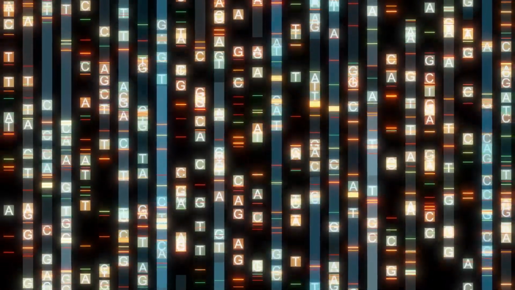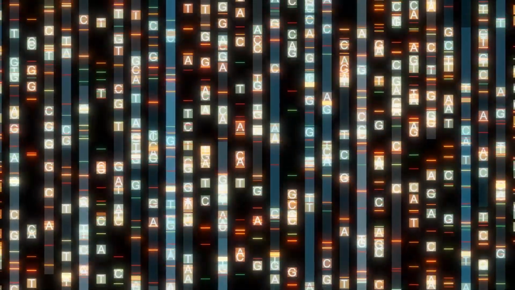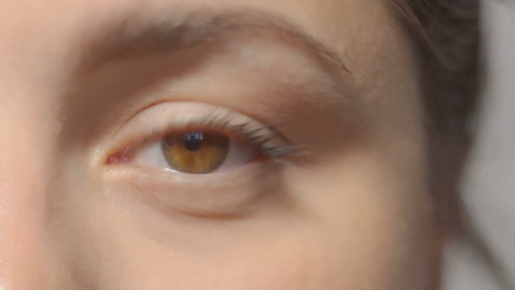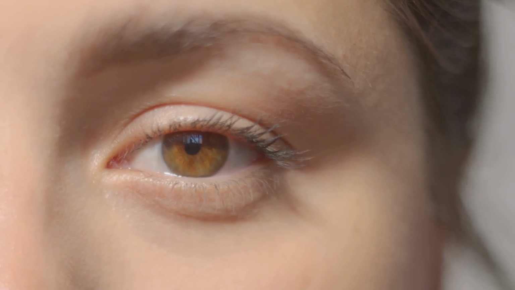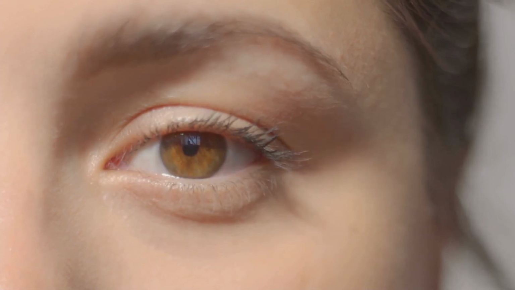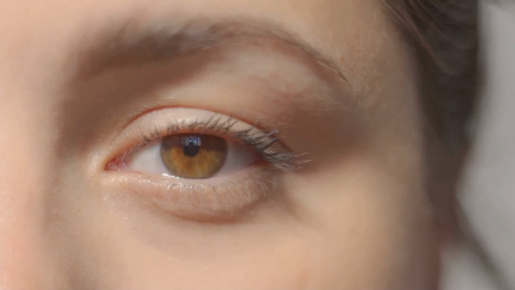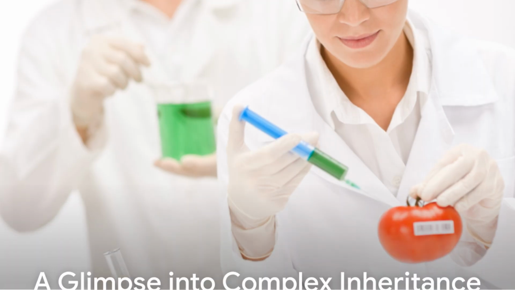Heterozygous means having 2 different alleles for a gene, like one capital B and one lowercase b for eye color. In this case, the dominant allele, B for brown eyes, takes charge, and the recessive allele, b for blue eyes, hides in the background.